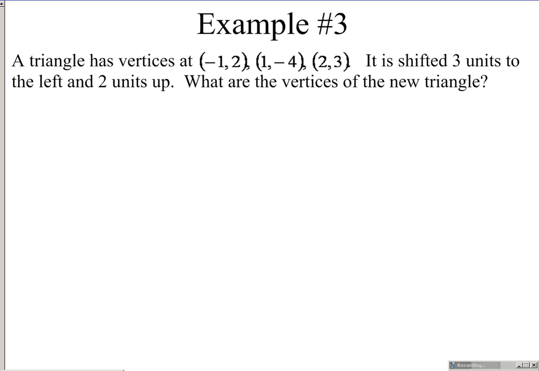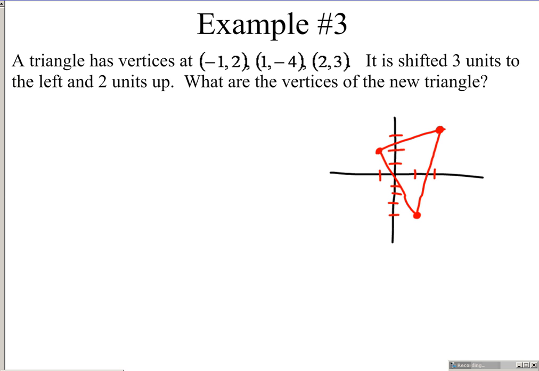Final one here, number 3. Triangle has vertices at (-1, 2), (1, -4), and (2, 3). It's shifted 3 units to the left and 2 units up. What are the vertices of the new triangle? Well, let's quickly just sketch what we're given here. We have vertices at the ordered pairs (-1, 2), (1, -4), and (2, 3). So there's our triangle.